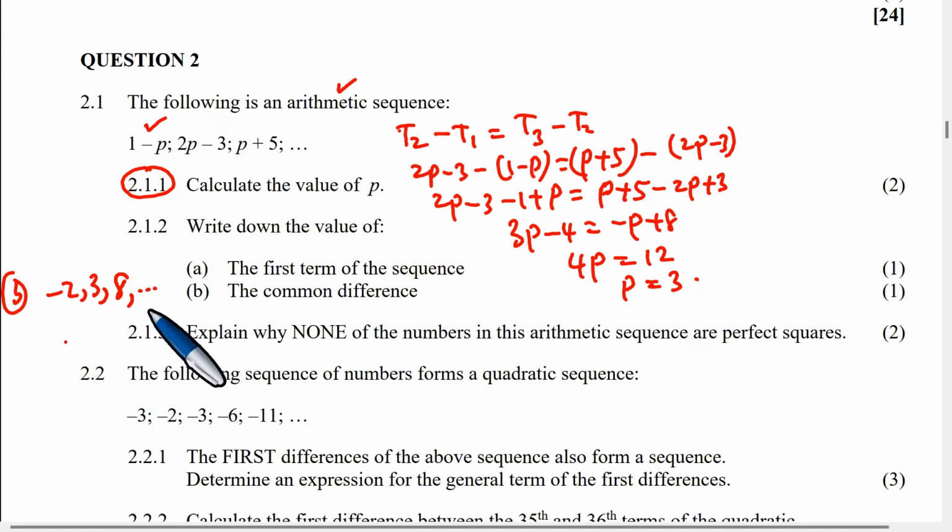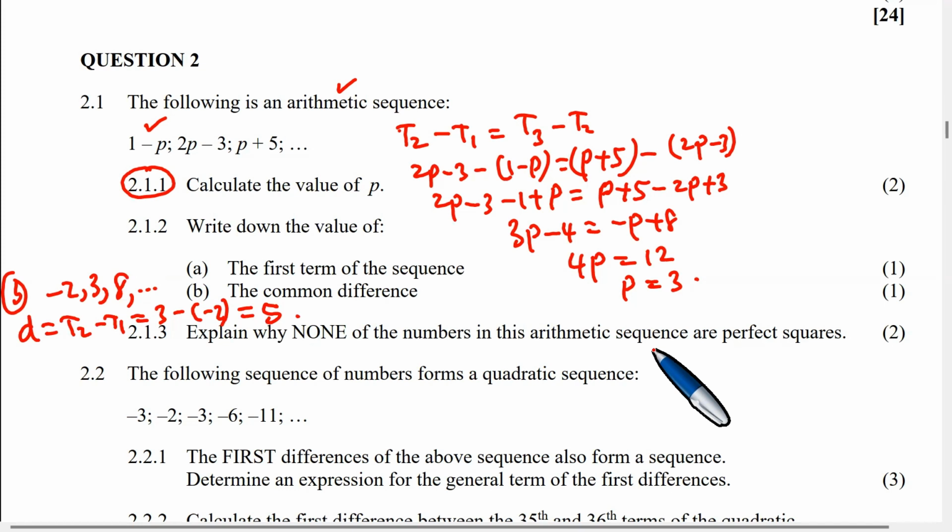Equals 8. We want to get the common difference, so the common difference can be seen as the second term minus the first term. What is the second term? It is 3 minus the first term, so, and this is a 5. So now what is this? It is a 5. This is the common difference. It is 5. Right, you can also obtain the common difference by saying term 3 minus term 2, and you'll get the same answer. Explain why none of the numbers in this arithmetic sequence are perfect squares.